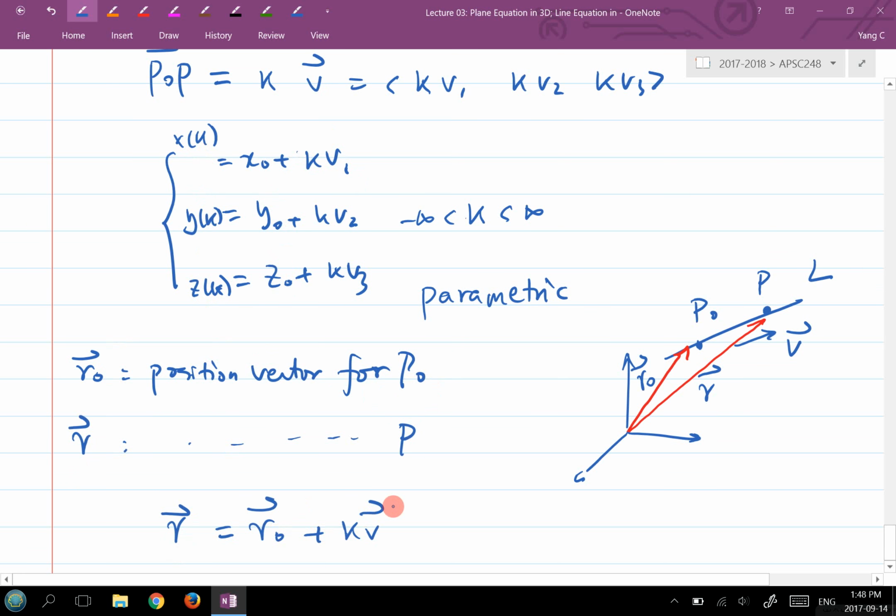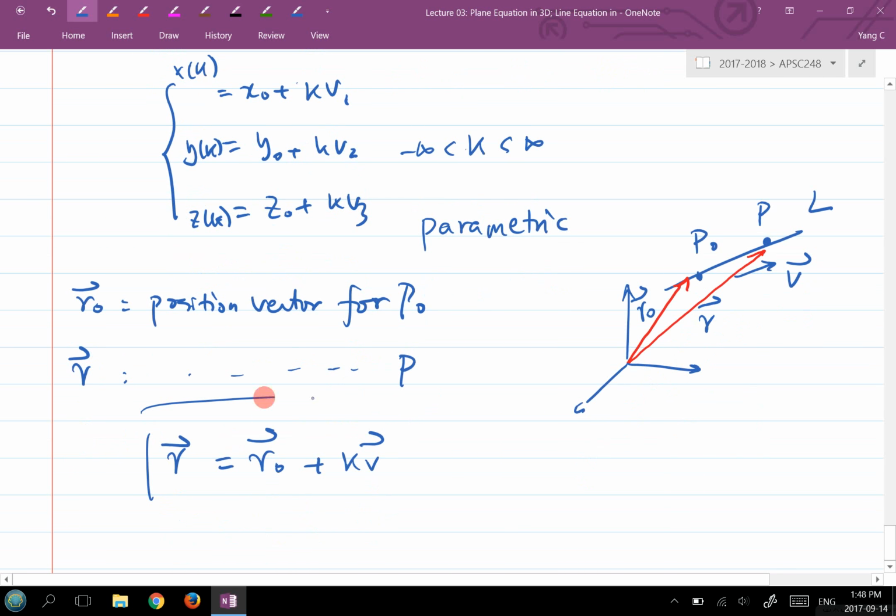See that? Now this is a much abbreviated equation representing this straight line in 3D. This one is called the vector equation. We'll deal with this one quite shortly, maybe after this month, when we're doing vector operations.